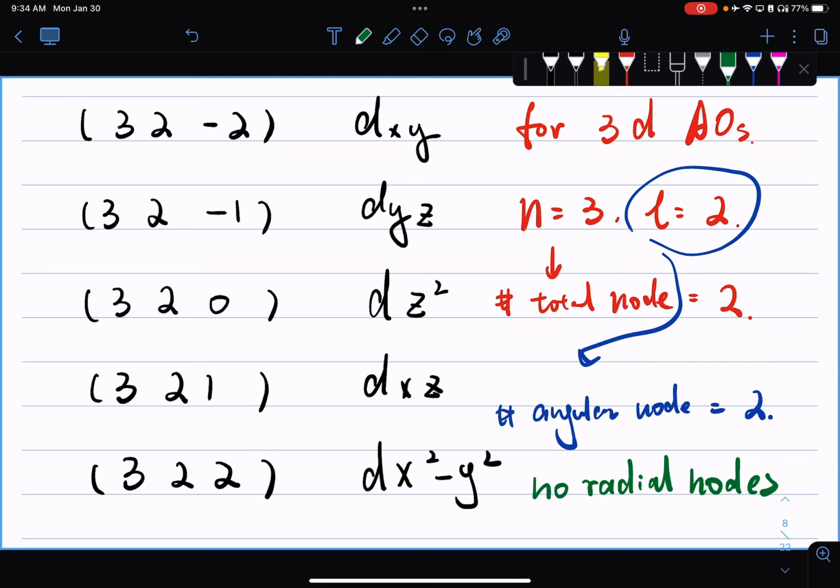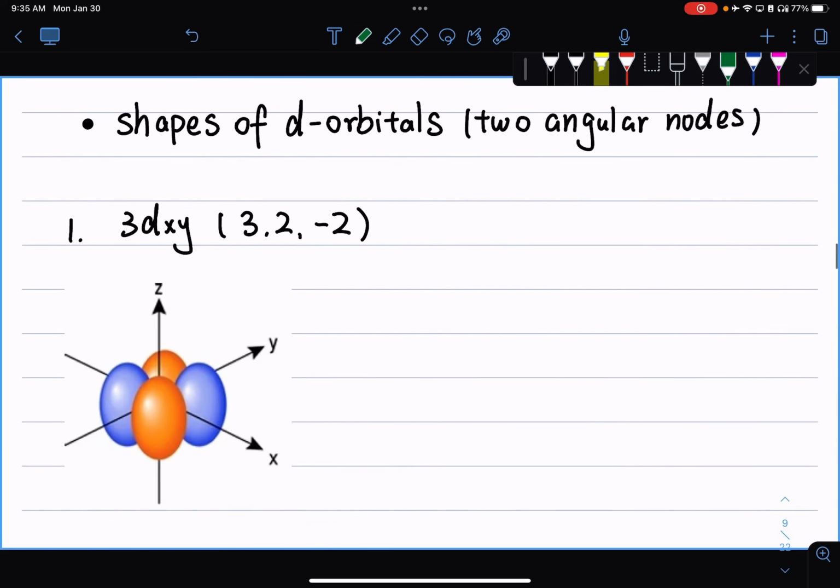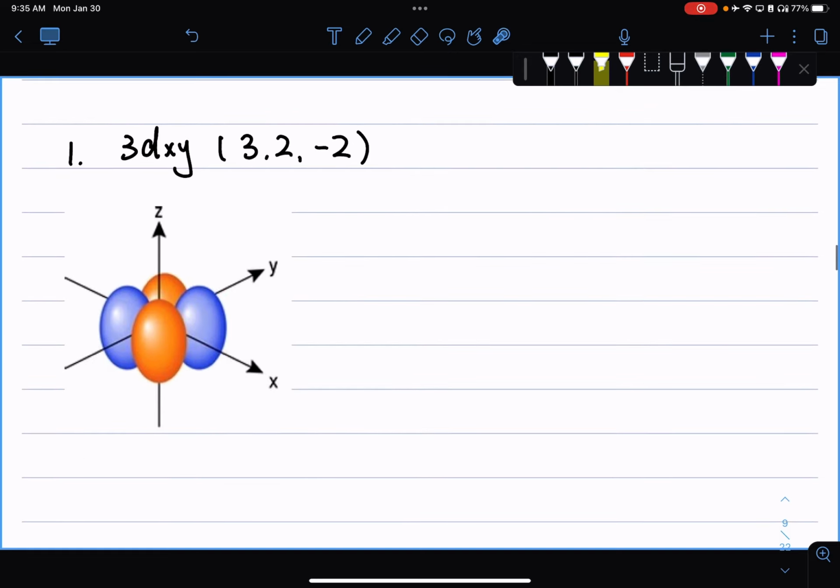All right, so that's how we get the idea about why we don't have any radial node for the 3D atomic orbitals. They're just information buried in your quantum number combination there. Okay, and now let's look at the shapes of our d atomic orbitals. So I'll spend some time just drawing it with you. And these are the drawings of these atomic orbitals you should get familiar with, especially in the future of your chemistry classes.